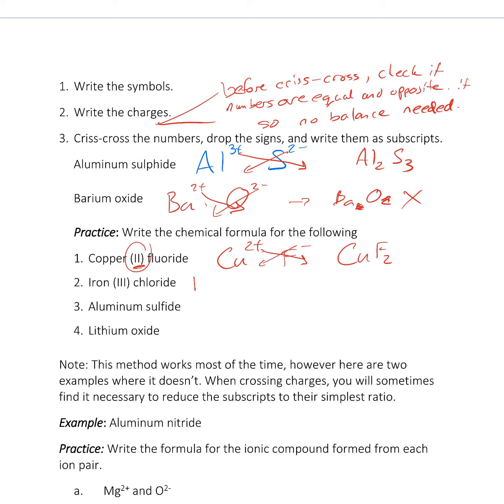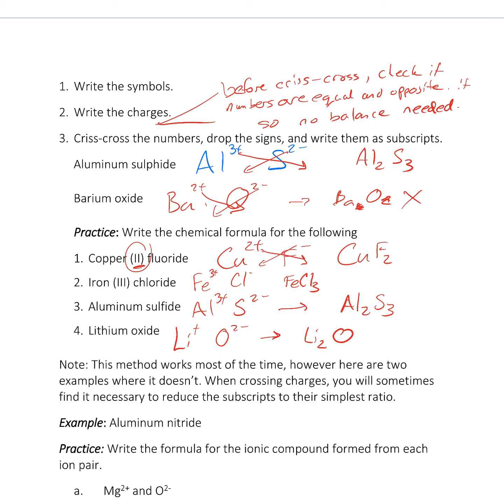Iron 3 chloride, Fe3+ chloride minus, crisscross. The 3 goes over to the chlorine, the 1 goes over to the iron. So it's iron Cl3. And aluminum sulfide, Al3+ and S2-. We already just did this one. We just did Al2S3. And finally, lithium oxide. Lithium is +1. Oxygen is 2-. So we do the crisscross. The 2 comes down, the 1 goes over, and that results in Li2O.